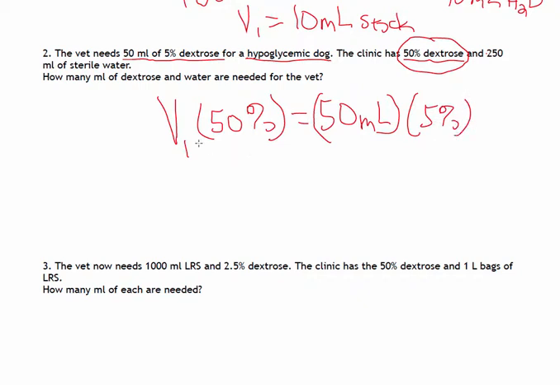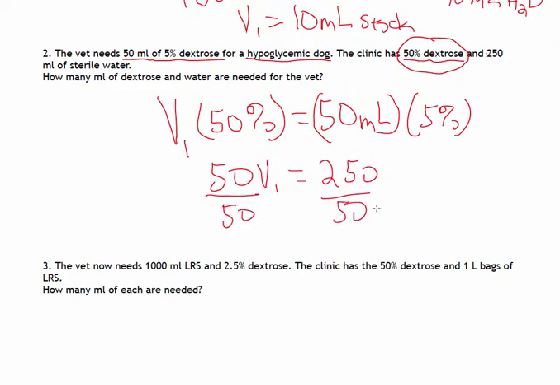Okay, so again, just going to do some quick algebra here. 50 times V1 on the left side, and 50 times 5 on the right side will give you 250. Divide each side by 50, and you find that you need just 5 milliliters of that stock solution, or 5 milliliters of the 50% dextrose.